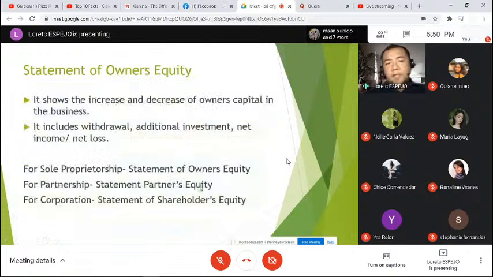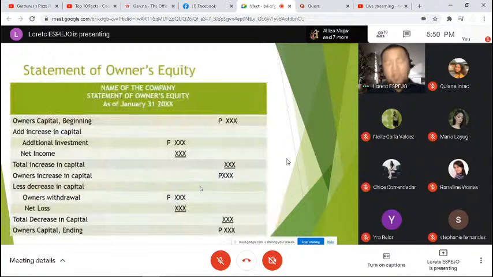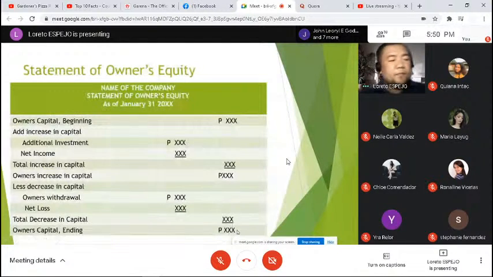So the first thing that you are going to do is the income statement. The next one is the owner's equity. So as you notice, connected po yung dalawa. So yung makukuha mo na net income po dito or net loss sa baba, magre-reflect po dun sa statement of owner's equity. Okay?